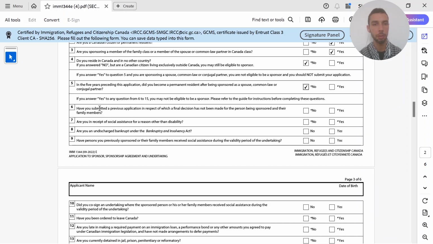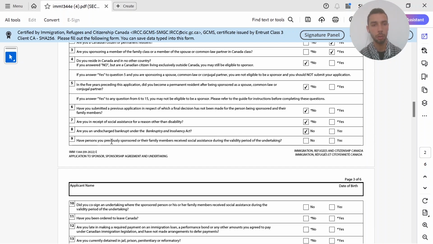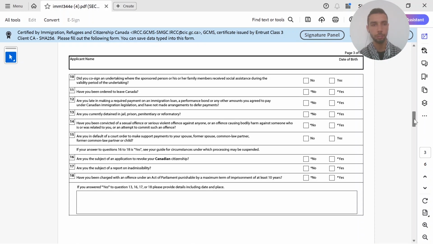So question 6, have you submitted a previous application in respect of which a final decision has not been made? That's a no. Are you in receipt of social assistance for a reason other than disability? That's a no. Are you an undischarged bankrupt under the Bankruptcy and Insolvency Act? Also no. Have persons or you previously sponsored or their family members received social assistance? That's a no. Did you co-sign an undertaking? That's a no. Have you been ordered to leave Canada?